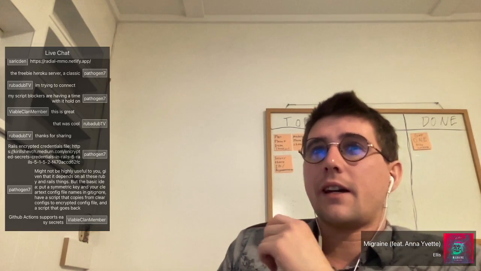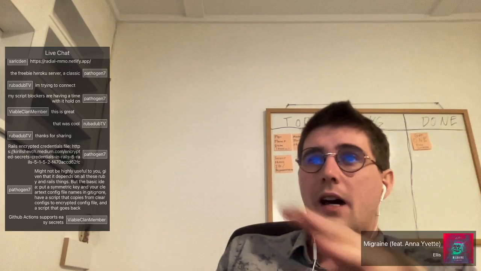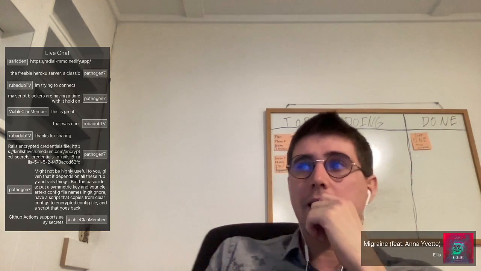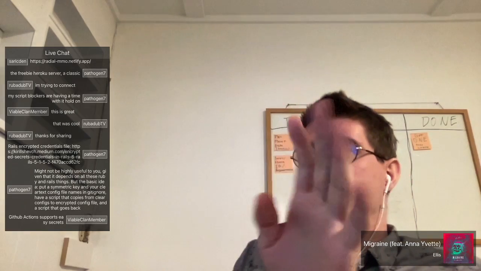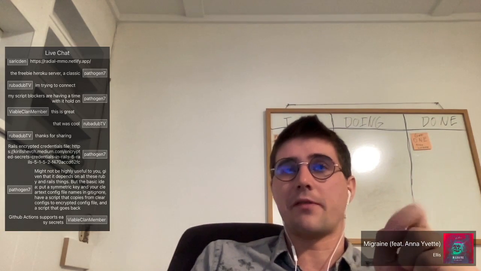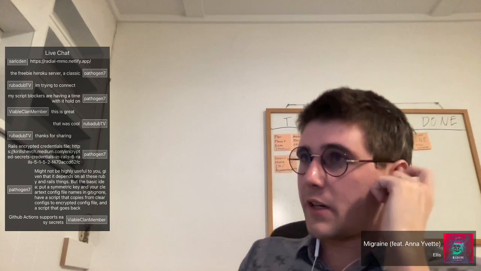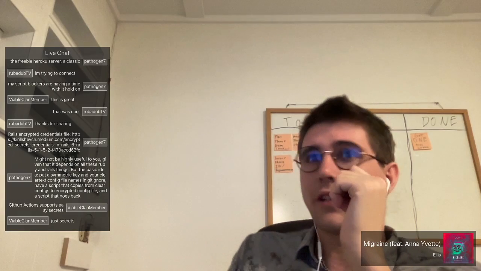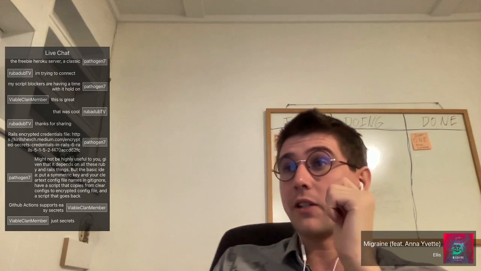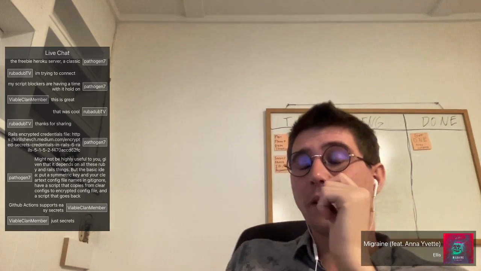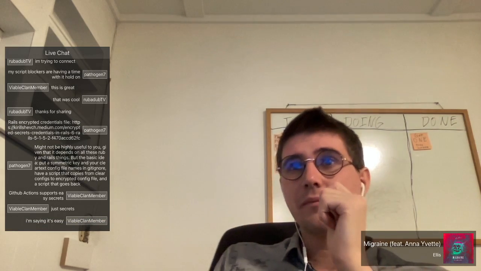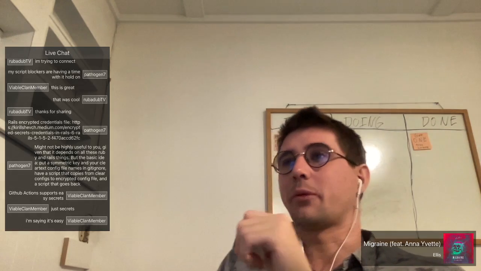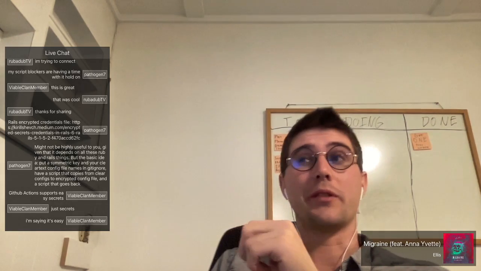So, how does the GitHub Action easy keys or easy secrets work? This is brand new to me. I've never seen anything like this before, so I'm very curious to know how this all works. Just secrets. Okay. That's easy enough. Cool. I'm saying it's easy. Oh! I thought it was like an actual term, easy secrets. I was like, ooh, this is new to me.